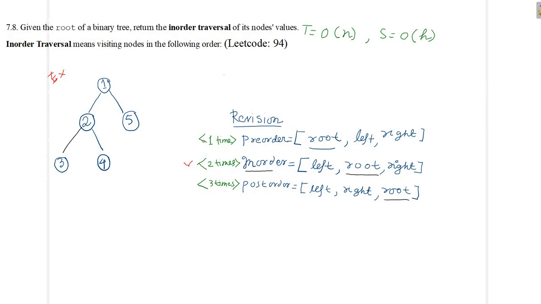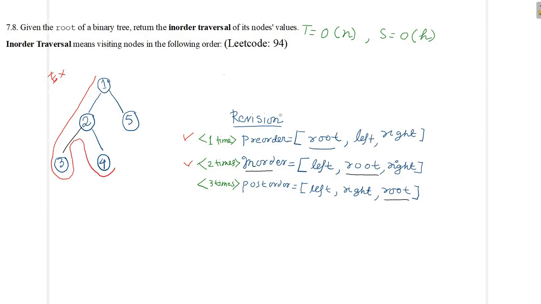So what does pre-order mean? We have to visit the root first, then left, and then the right. Similarly for post-order, we have to visit the left node first, then the right node, then the root node. First of all, we start with pre-order here. We'll start with the root node and traverse like this. So this is the first traversal.